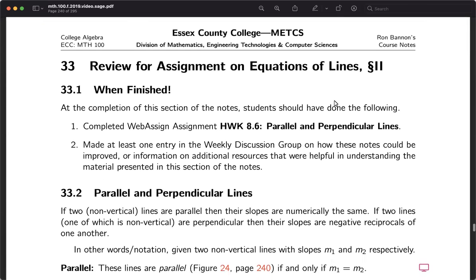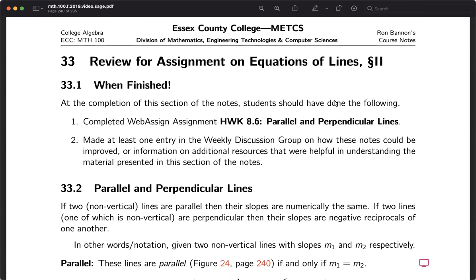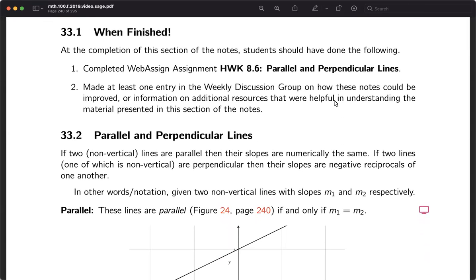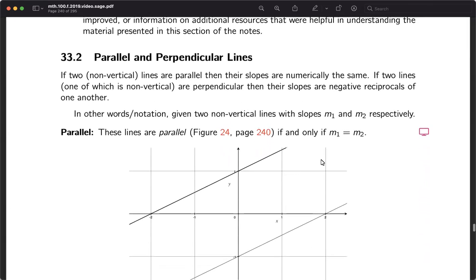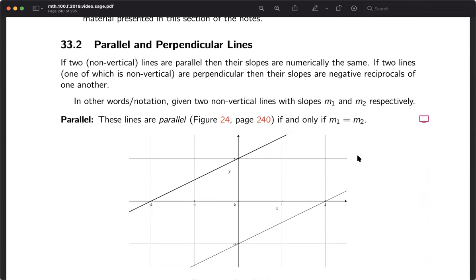Okay, we're in section 33 of the notes. We just covered the lecture material. Again, the hope is that you understand what's been presented to you, and particularly what we said about parallel and perpendicular lines. We give you pictures, and hopefully they lend credence to what we're saying: the test for parallel lines is that they have equal slopes.